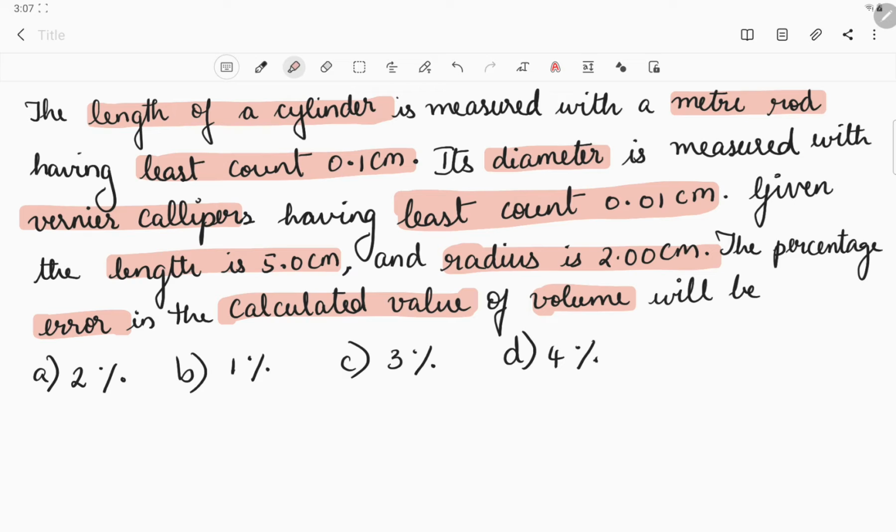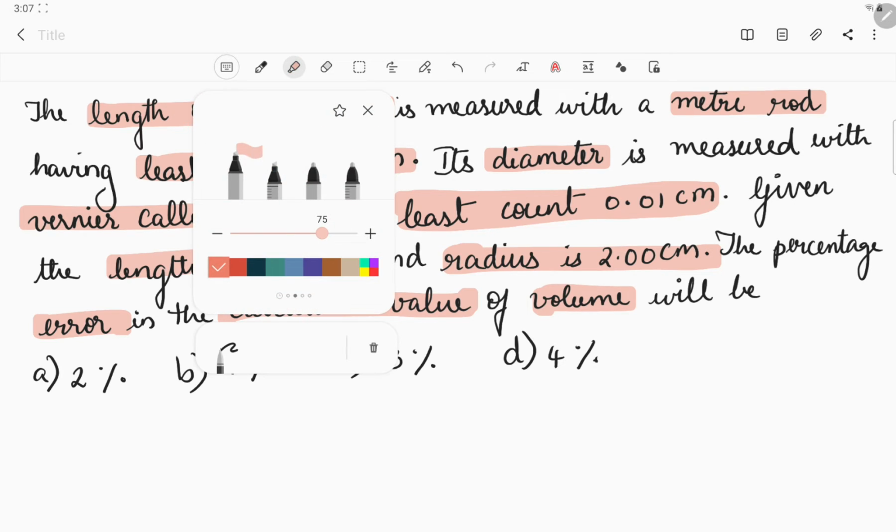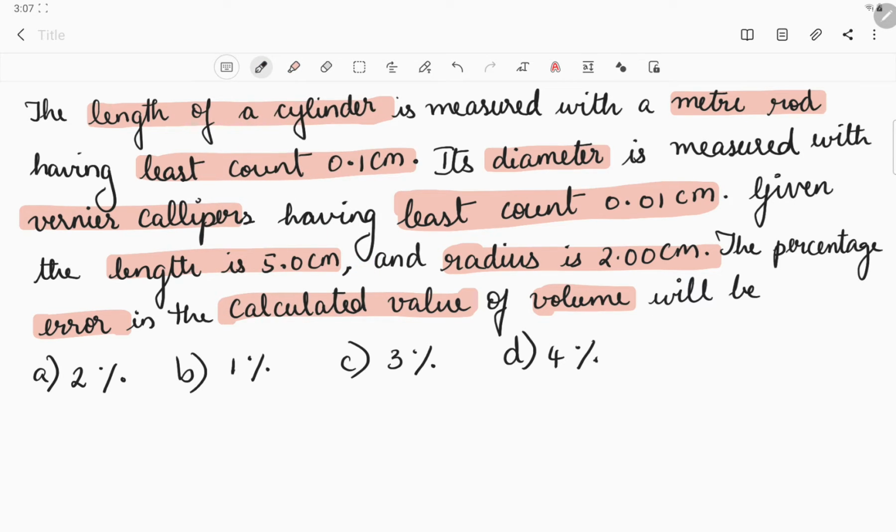So for this question, since they have given the least count of the length and the least count of the diameter, what we need to understand is that least count indicates the possible error that can happen in the measurement of that particular physical quantity. Least count is the only error that is possible, so you can have plus or minus that least count amount of error.